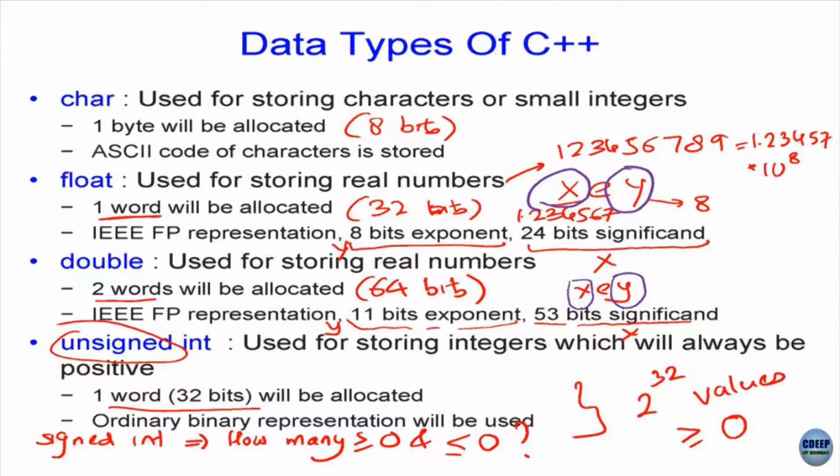Okay. So our 1, 2, 3, 4, 5, 6, 7, 8, 9 in the case of float was expressed as 1.23457, and that's what we saw in the program, right? Into 10 raised to what? 8. Okay, so X in this case was 1.23457 and Y in this case was 8.